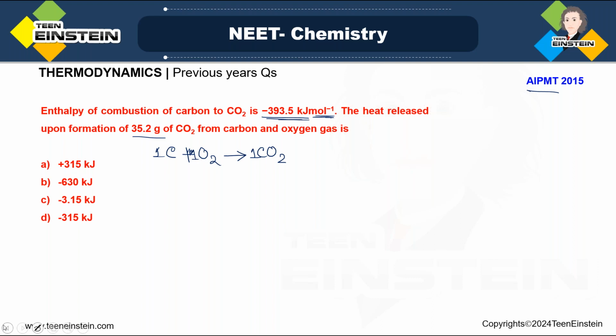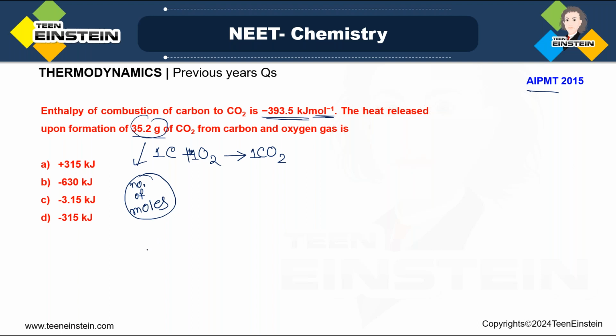But that is not true for 35.2. So what you have to do? You have to convert this mass to number of moles. If you know the number of moles of CO2, then simply you multiply that number of moles with minus 393.5, because this is only for 1 mole. So if there is more than 1 mole, or even if it is a fraction, then we can get the answer.